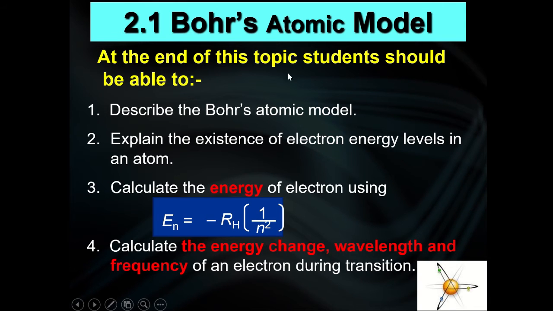At the end of this topic, we should be able to describe Bohr's atomic model and explain the existence of electron energy levels of an electron in an atom. We should also be able to calculate the energy of an electron at a certain energy level by using this equation, and then calculate the energy change, which is delta E, wavelength, and frequency of an electron during transition. So what's meant by transition? We are going to look through this lecture.